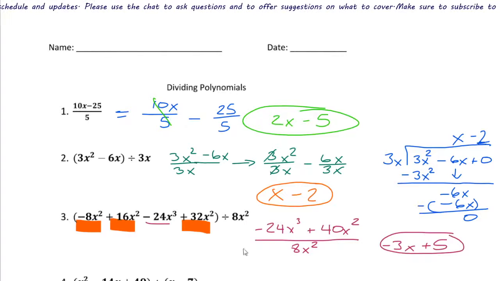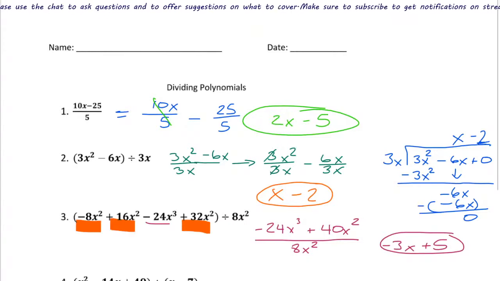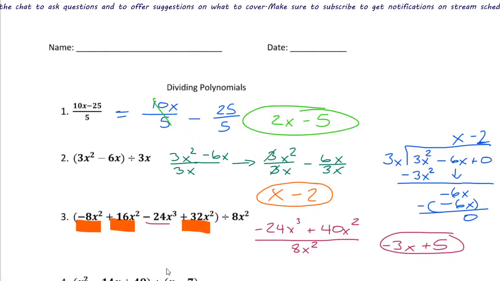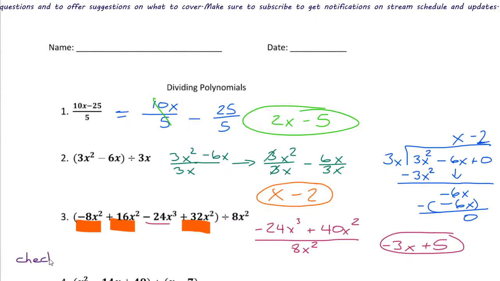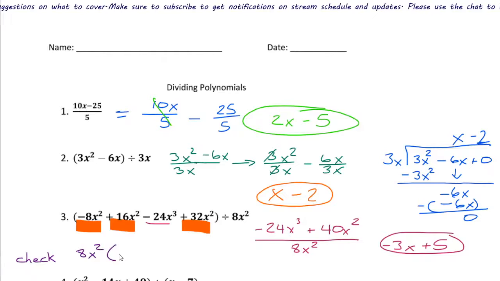Now if we wanted to make sure we got the right answer, what we could do is take our answer and multiply it by what we were dividing by to see if we get this. So let's just do that real quick. So this is going to be my check. To check, we're going to take what we were dividing by, our divisor, and multiply it by our answer.